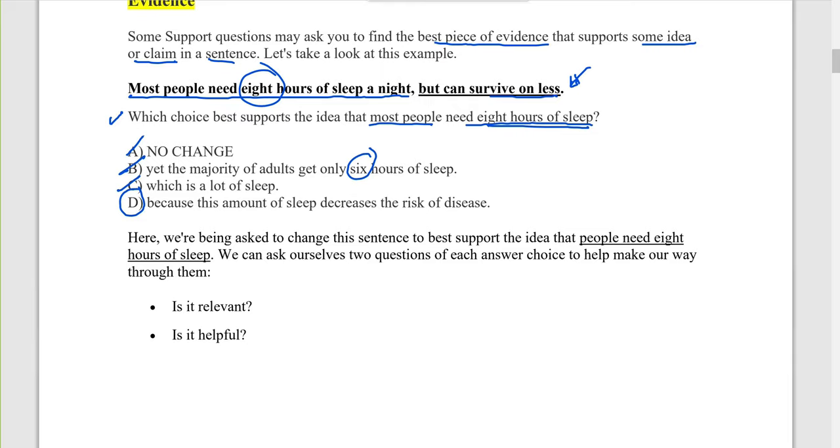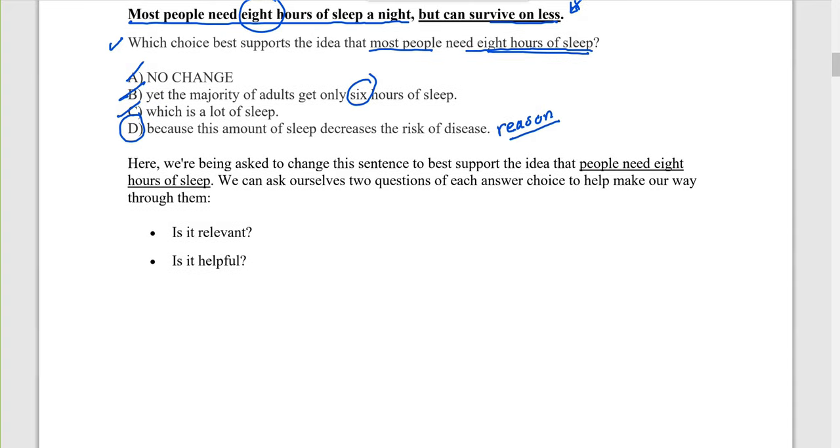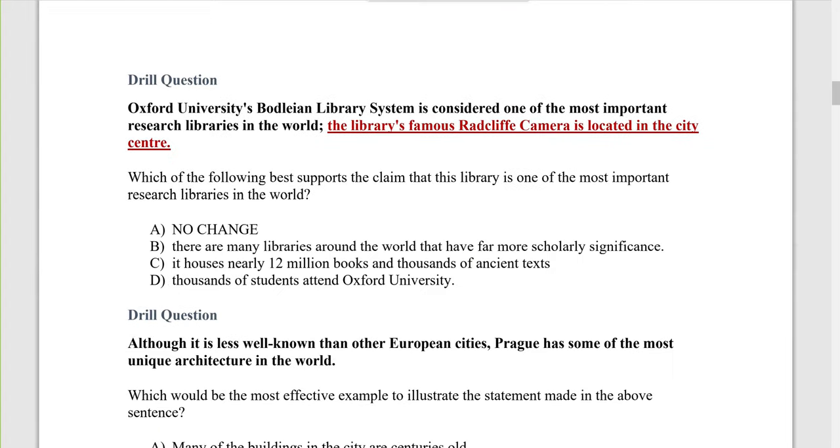So I want you to write here, this is what? This is a reason. This is a reason, okay? So it goes with what? With most people need 8 hours of sleep a night. Is it relevant? Is it helpful? That's very important. Let us talk about something else.